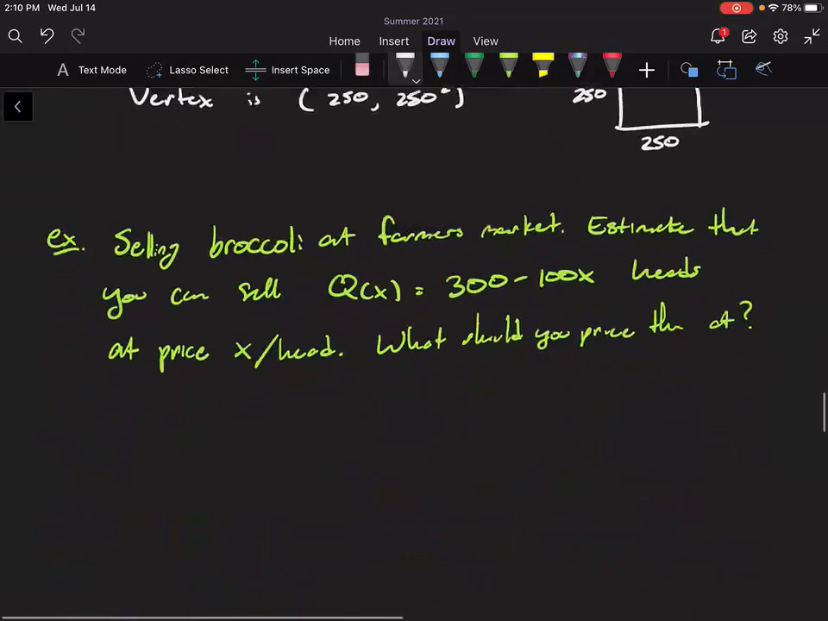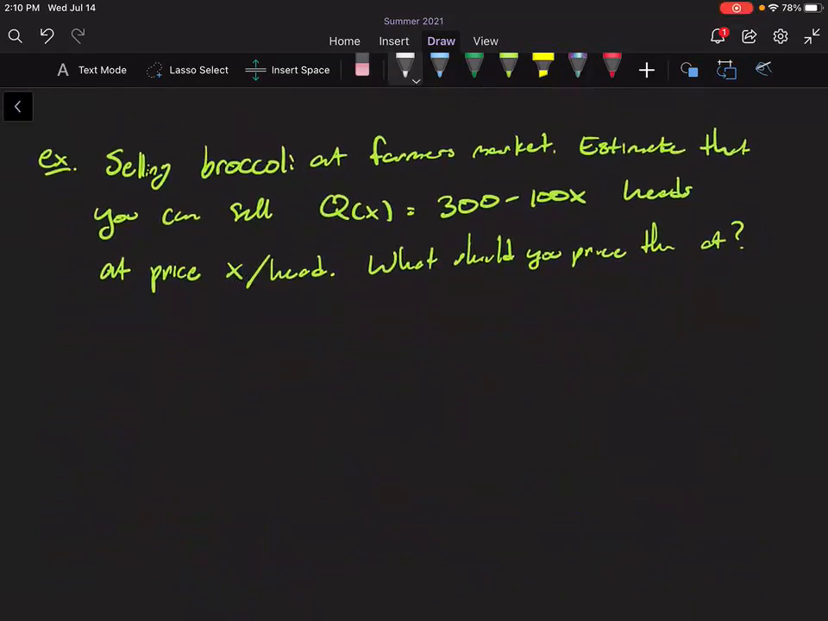All right, let's look at another problem. Here we're selling broccoli at a farmer's market. We estimate that we can sell 300 minus 100x heads of broccoli when we charge price x. So this Q is standing in for quantity. Our question is, what should we price our broccoli at to maximize revenue? Well, the very first step is to write down our revenue function. Our revenue function is x times Q of x. So that's price times quantity.